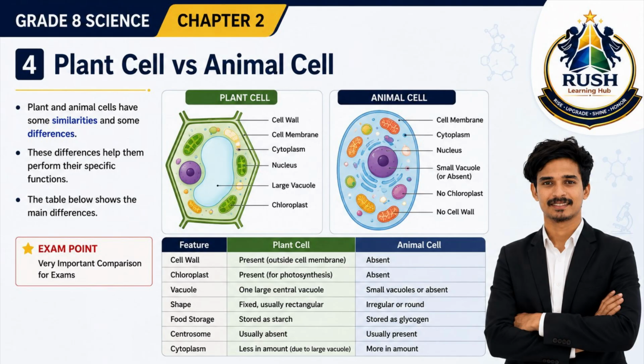Another difference is the vacuole. Plant cells usually have a large central vacuole, while animal cells have smaller vacuoles. Plant cells generally have a fixed shape due to the presence of the cell wall, whereas animal cells often have irregular shapes. This comparison between plant and animal cells is one of the most important topics in examinations. Students should practice drawing neat labeled diagrams and remembering these differences.